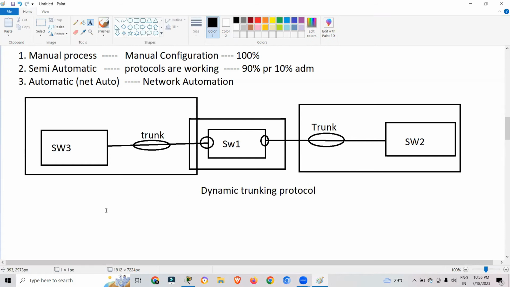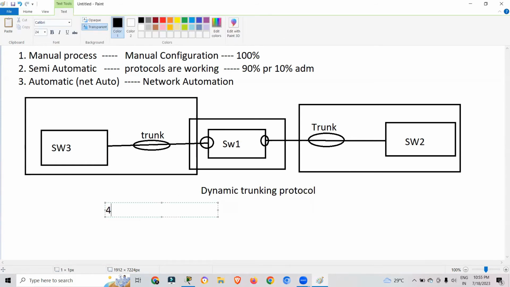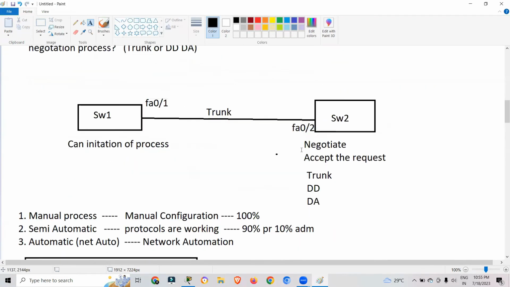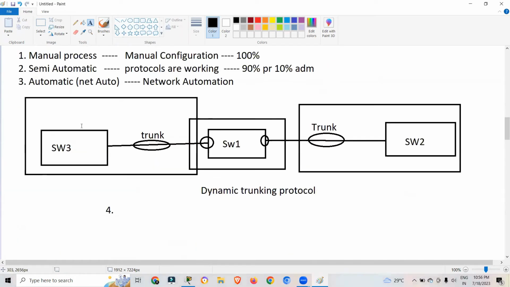Because we have 4 different modes in switches. What are these 4 modes? These are dynamic auto, dynamic desirable, trunk, and static mode. In static mode, nothing will work, and when there is dynamic desirable, dynamic auto, or trunk on one side, and I did the configuration of trunk on one side, that will automatically make the trunk link.